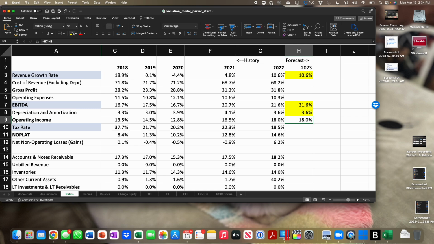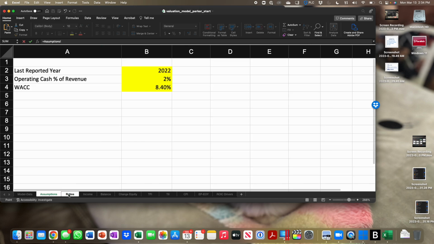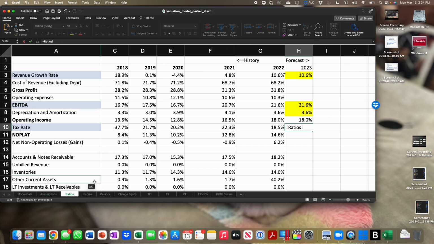Next, tax rate. Tax rate is an assumption. So for H10, the tax rate, from the ratios, our 2023 tax rate equals our 2022 tax rate, G10. So H10 equals G10. I'm going to make that yellow because, again, I could change that assumption. Tax rate in the future could be different than last year. But for now, placeholder equal last year. Everybody with me so far?